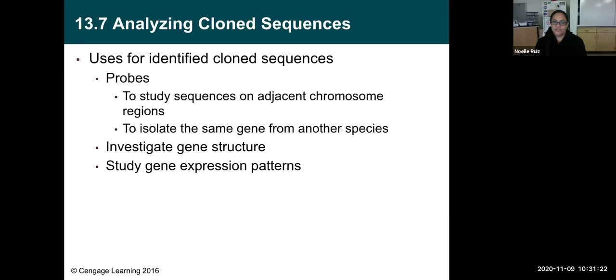So there are uses for identified clone sequences. Probes. You can make probes out of these cloned sequences to study sequences on adjacent chromosome regions. You can also use them to isolate the same gene from another species. So if we want to figure out if mice have the same gene that we do for skin color, you create a probe for that. You can also use them to investigate gene structure or study gene expression patterns.